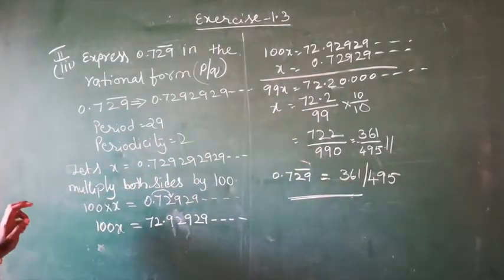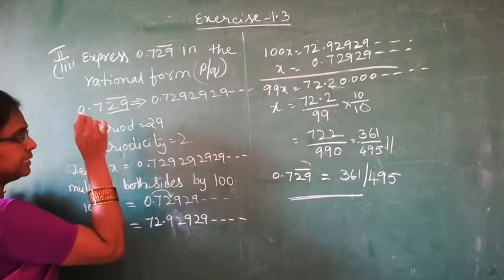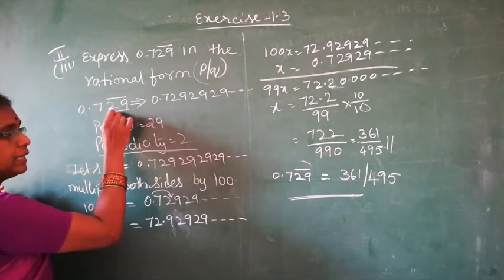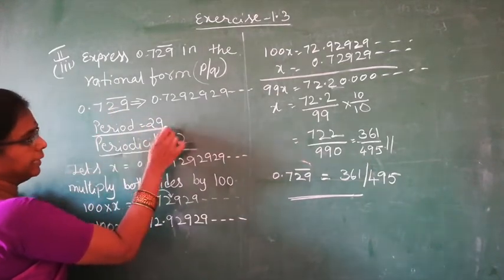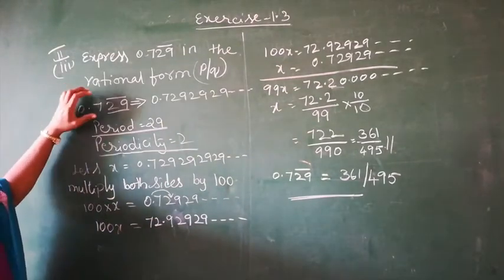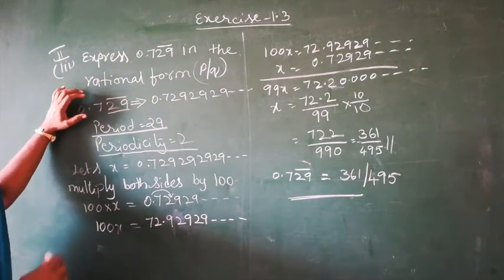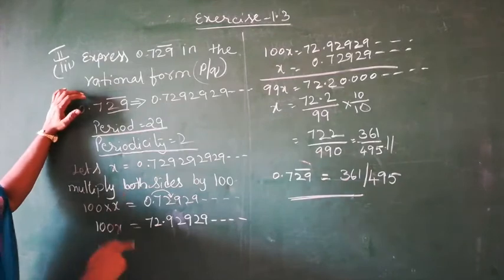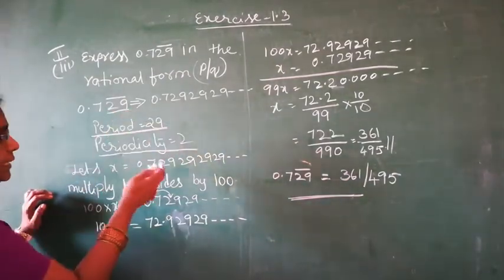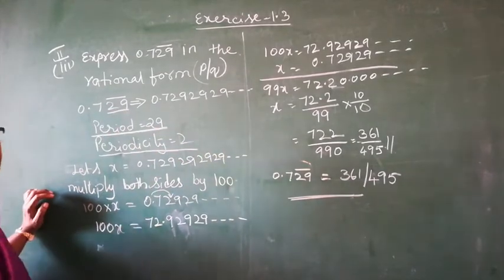Here, how many places is the bar over? 2 places. Then periodicity is 2. What is the number that is repeated? 29, that is called the period. The number which is repeated in the decimal fraction is called the period. Here the digits 29 are repeating, that is the period. How many digits are repeating? 2 digits, that is called the periodicity. So periodicity is 2.